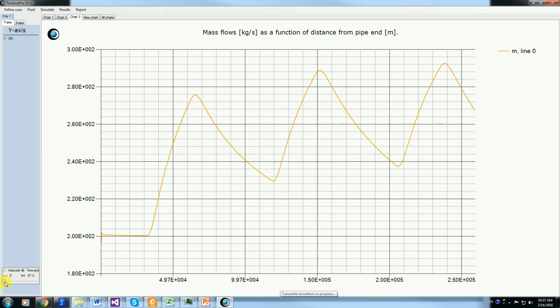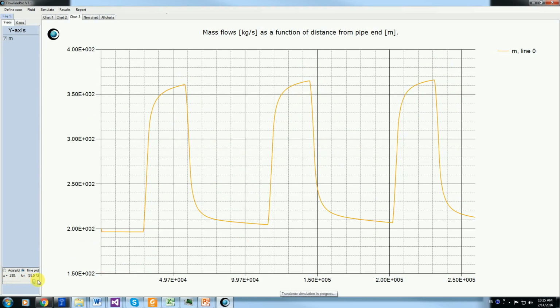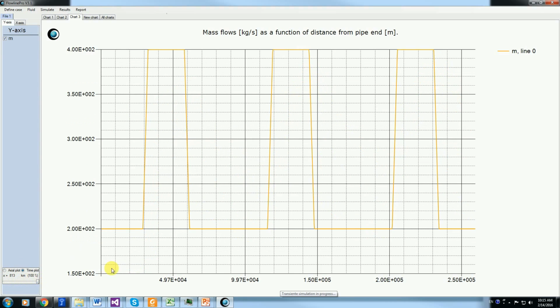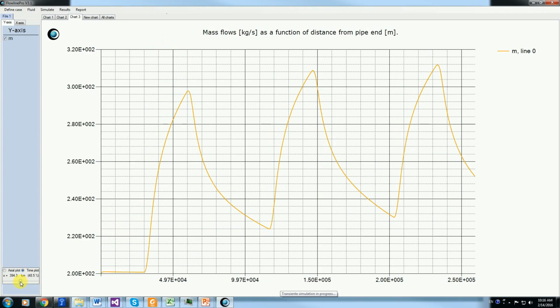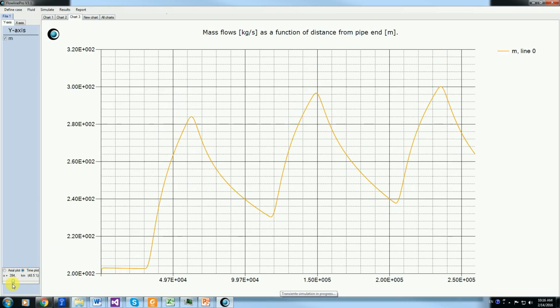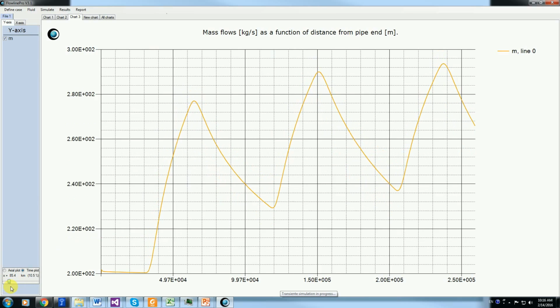So we can see that if we go to the outlet end, there of course it was a boundary condition that it should vary between 200 and 400 kilograms per second. So in the middle of the pipe we will also have some variations, but they are smaller there. And the closer we get to the inlet, the smaller the mass flow variations will be.